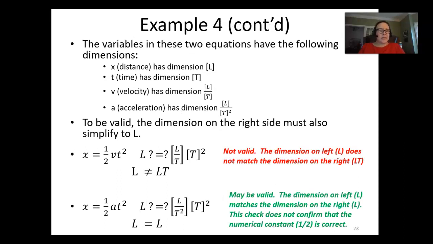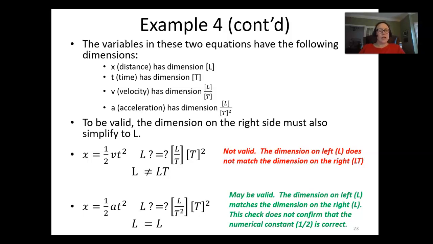So at this stage in our class, you may not know the dimensions of variables, and they will always be given to you. So in this problem, x, position or distance, has a dimension of length. t, or time, has a dimension of time. Velocity has a dimension of length over time, and acceleration has a dimension of length over time squared. You don't need to memorize these dimensions. They will always be given to you in our problems at this point.